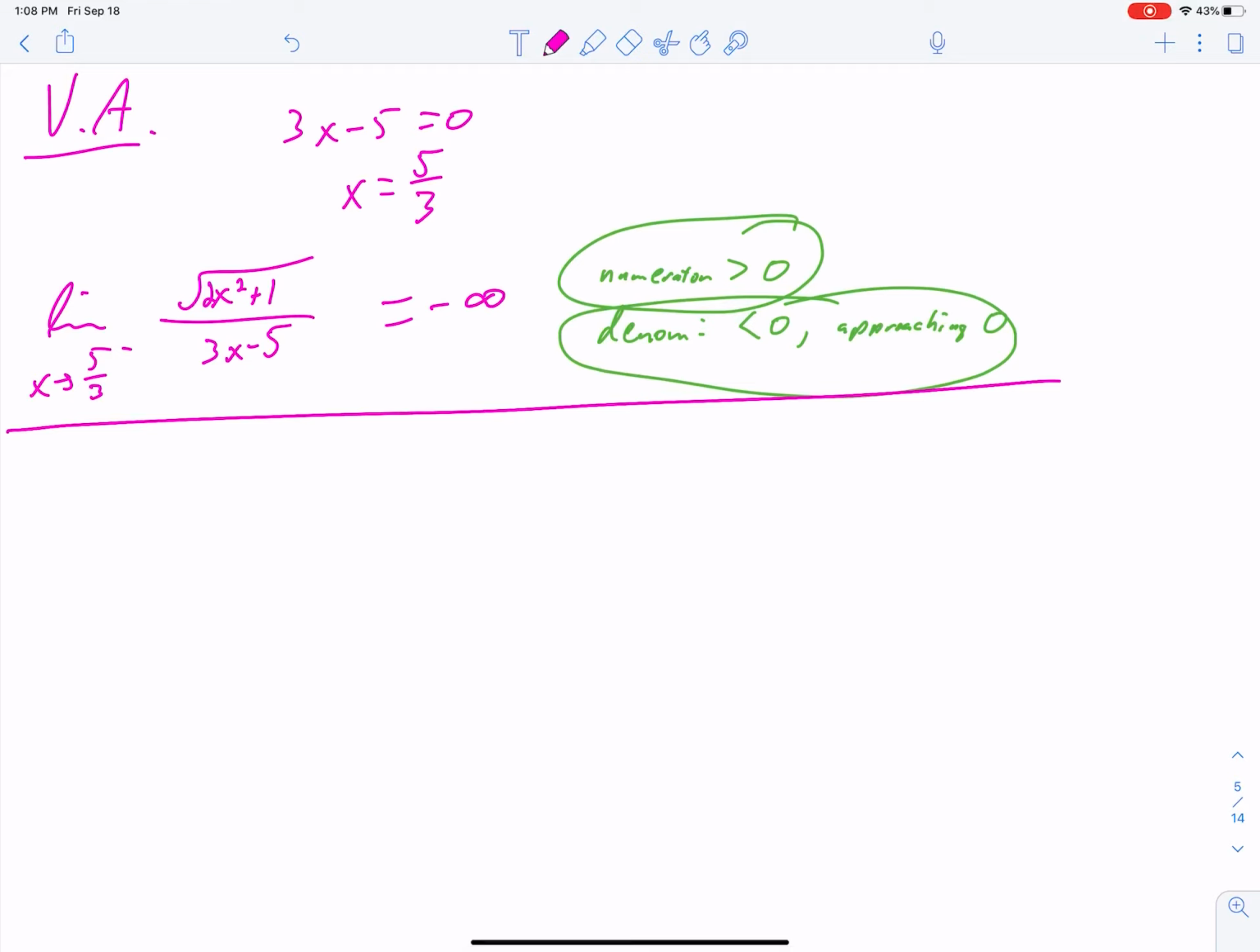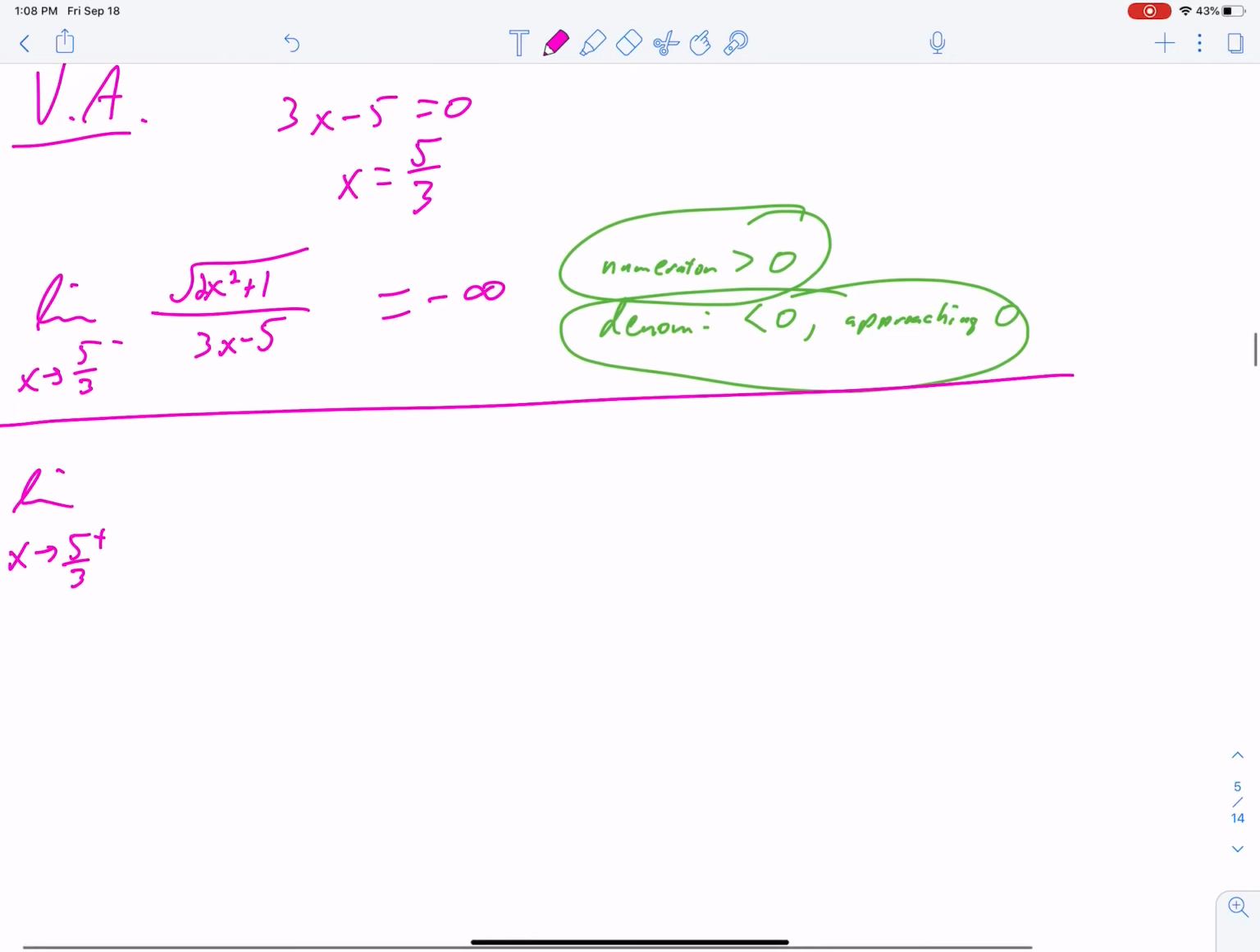Now we've already shown there's a vertical asymptote here at 5/3, but we're going to show it from the other direction as well. Limit as x approaches 5/3 from the right.